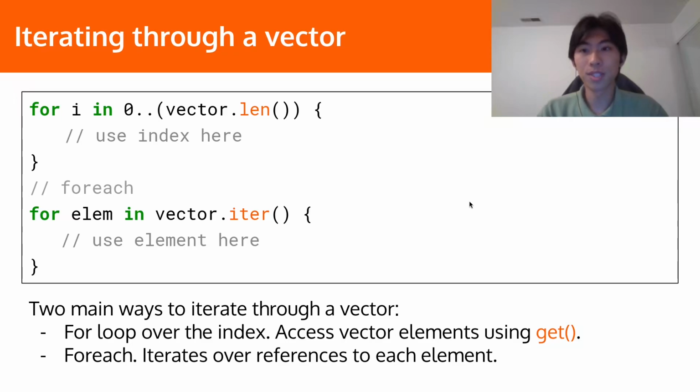We also have some choices for how to iterate through a vector. One is we can simply iterate through the indexes, like a normal for loop, and then use get to get the values from the vector. Or we can use a for each loop, where we first convert the vector into an iterator and then iterate through that. This will give you access to references of each element inside the vector.